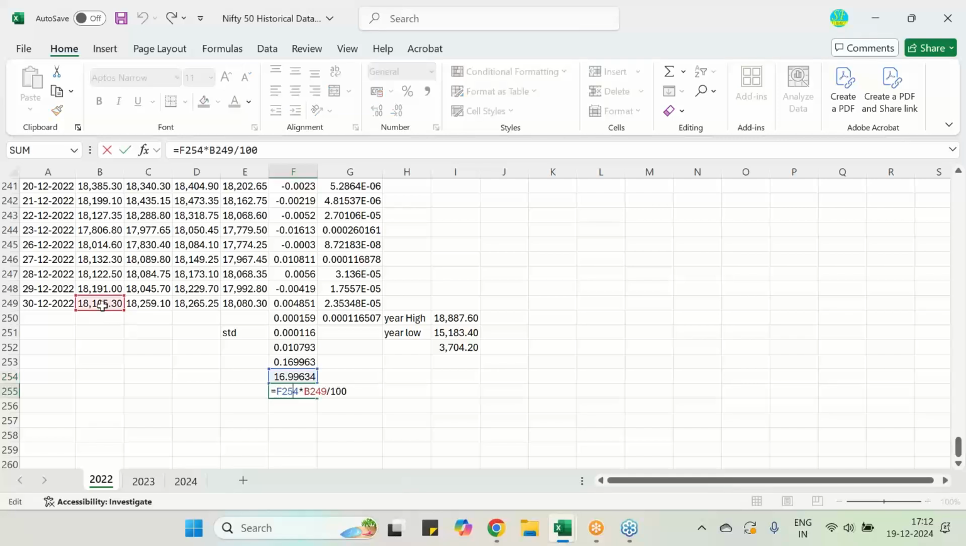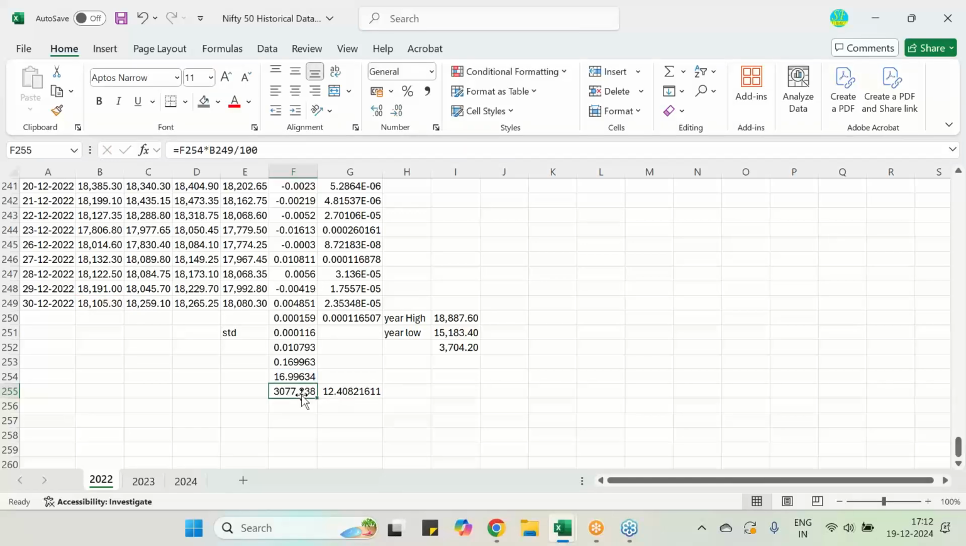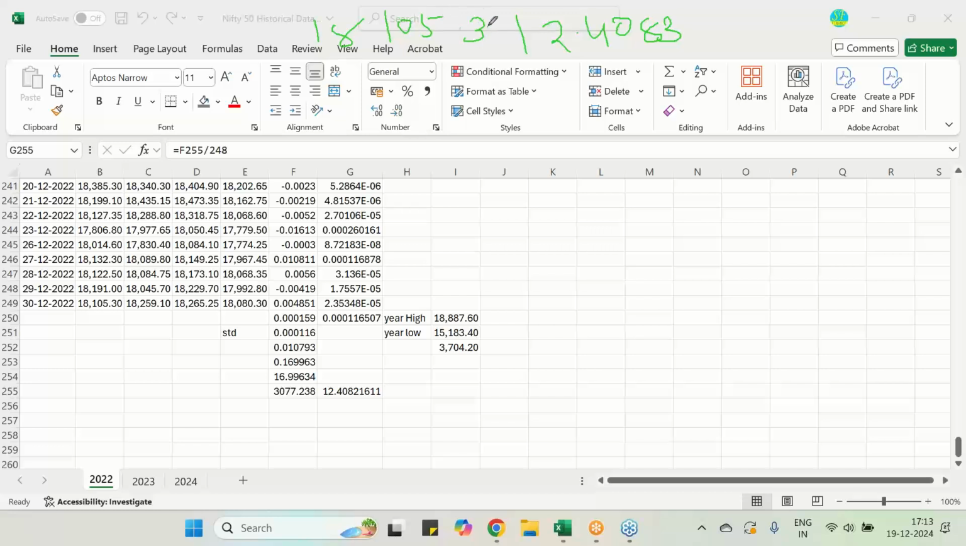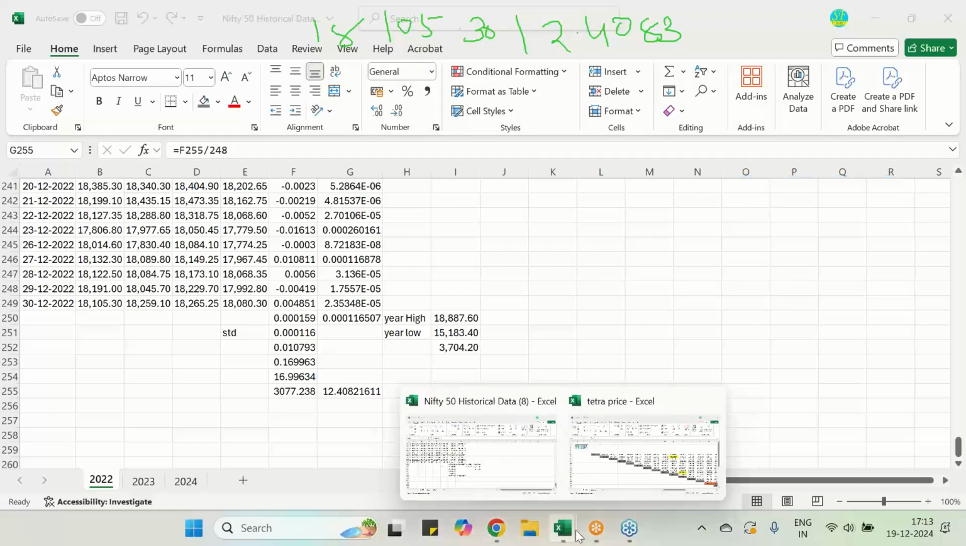So now I am multiplying this with 18105.30, which is the 30th December data, and dividing by 100. This gives me 3077. So recall yesterday what price range we took? The high-low difference was 3700. However, today the price range has become 3077. Same process, I divide it by 248. My step is 12.4083, so my step is now revised to 12 point, and my seed is 18,105.3. So my seed and step are done. Now go for the calculation.